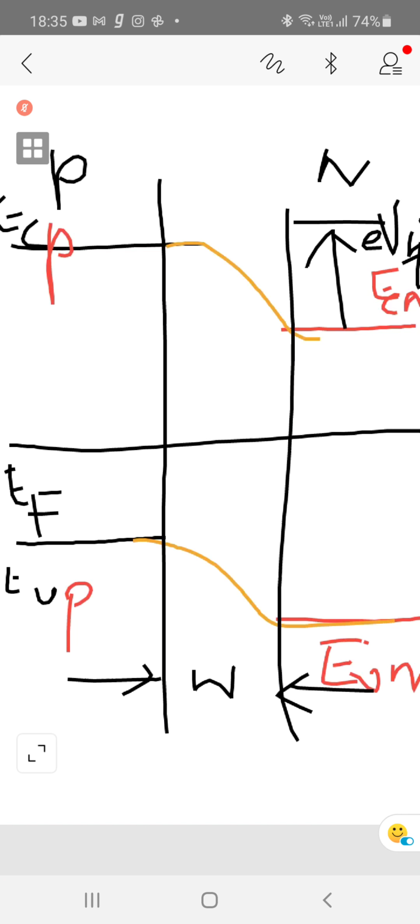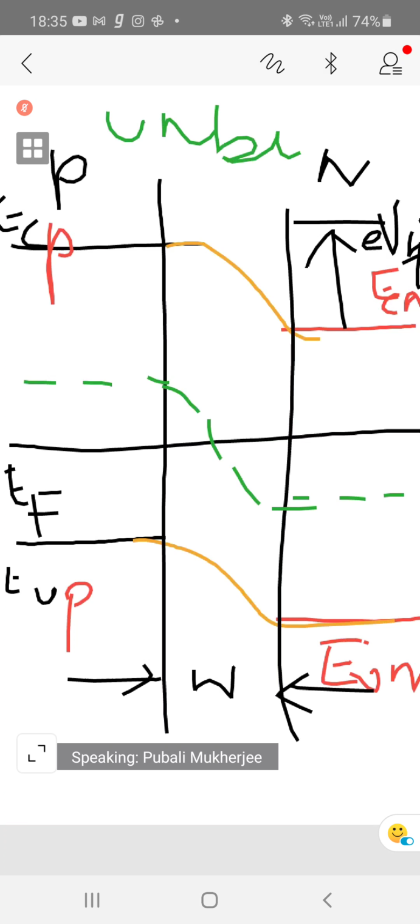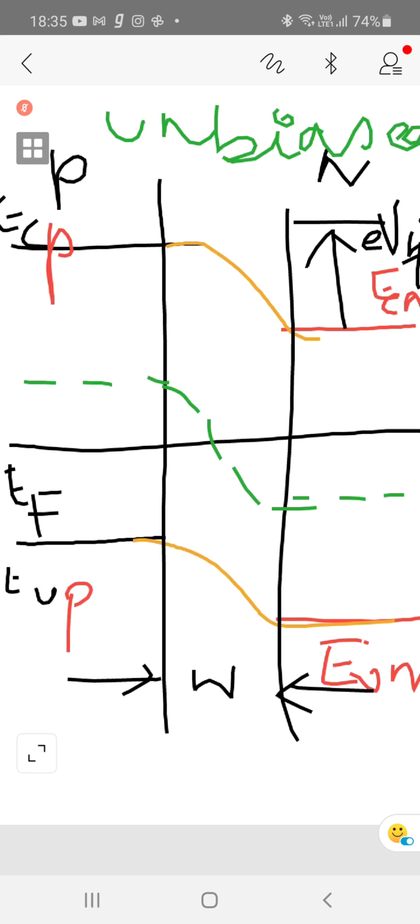If I draw the intrinsic Fermi energy level, it is midway between both the cases. So it goes somewhat like this. This is for the unbiased situation, or zero applied bias. Is it clear, students? Responses?